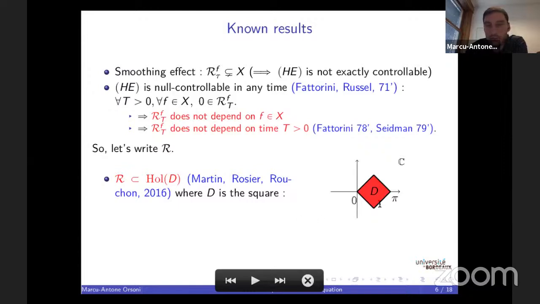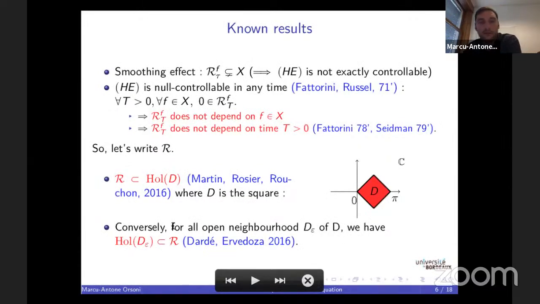And so recently, Martin, Rosier, and Rouchon proved that reachable states, which are defined on (0, pi), can be extended holomorphically to this square D. And conversely, in a result of Dardé and Ervedoza, they prove that if you take a bigger square, the epsilon neighborhood, the functions which are holomorphic on this square can be reached. So this proves that, in fact, the reachable space is a space of holomorphic functions on this square D. And the question is, which space of analytic functions on this square D?